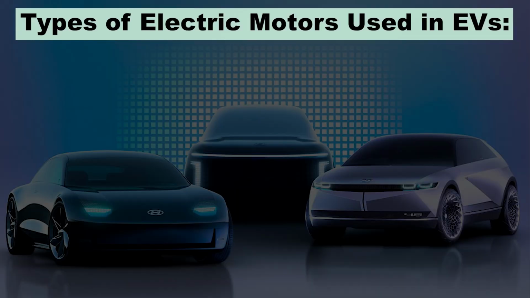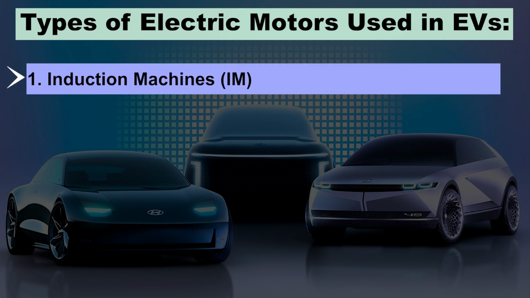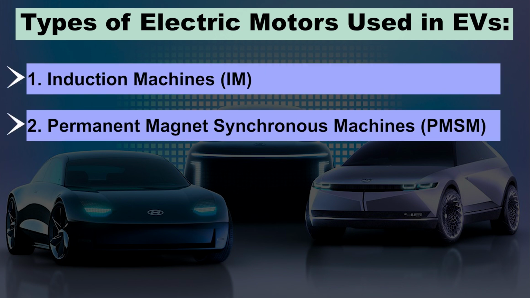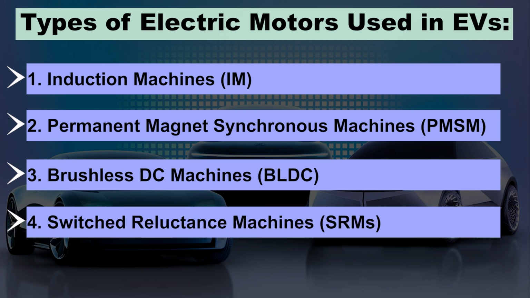Normally, 4 types of electric motors are used in the EVs. They are induction machine, permanent magnet synchronous machine, brushless DC machines and switched reluctance machines. Now we will see each type of machines that are used in the EVs. First we will start with the induction machines.